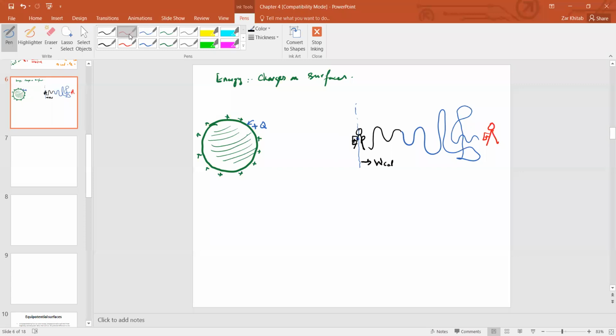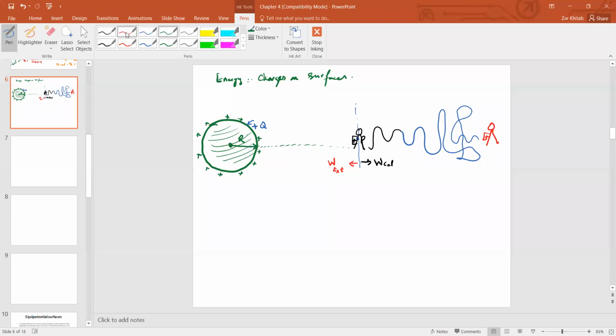Okay? And the person has to apply another work, just opposite to the work produced by the Coulomb force. We call this the external work, just opposite to that. And if this person wants to reach this point, the radius of this, say, is R, and R could be any distance.